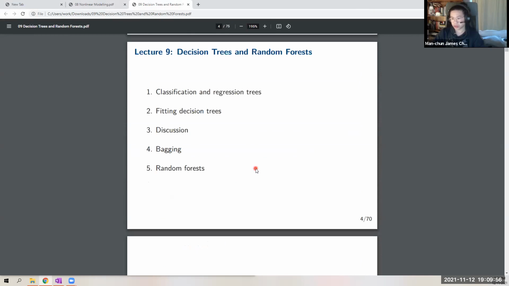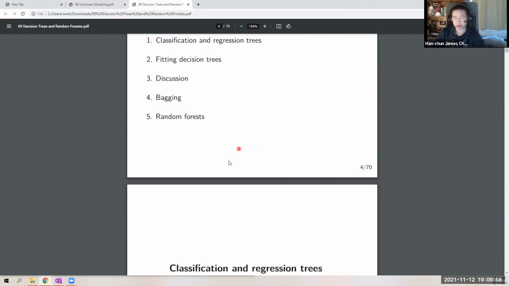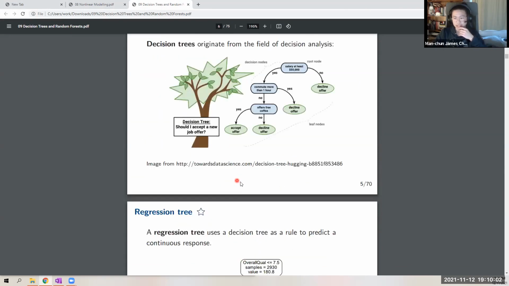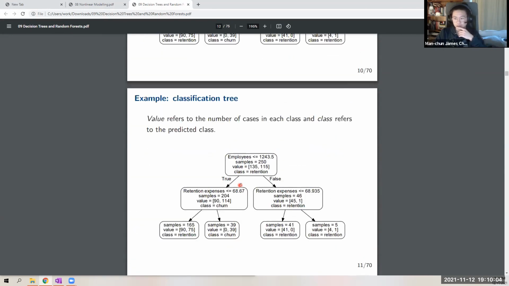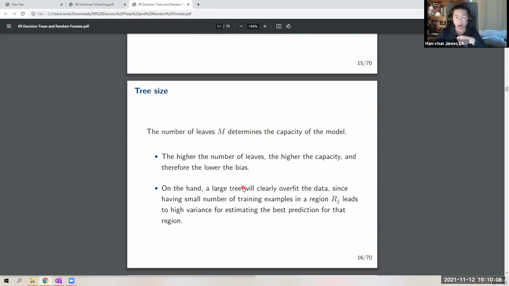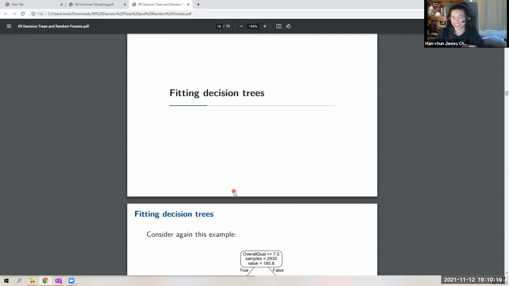Okay, now we're going quicker because I talk a lot in the tutorials about trees and bagging and stuff like this. You should probably refer to the tutorials for bagged trees, boosting and stuff like this. Okay, sorry.